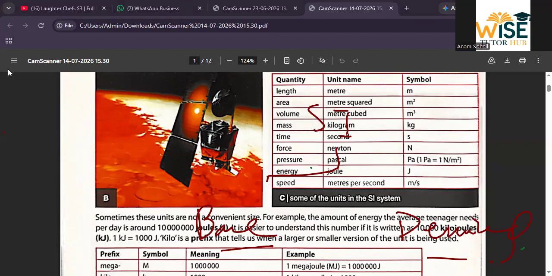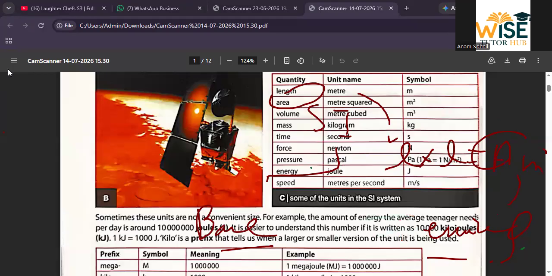For example, length is a base unit. But when we combine two lengths together, what happens? Area will be formed, right? So now area is a derived quantity and meter square is a derived unit. Are you understanding the point?